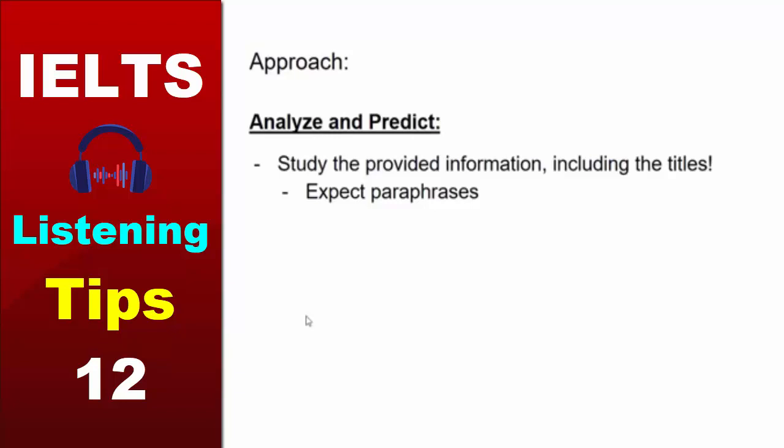Look for whatever you can to give you a clue about what to expect and what kind of information to listen for. Now for these questions, expect that some of the labels, some of the information provided for you on the table or the chart or whatever you're looking at is going to be paraphrased, okay? But they will also often give you some direct language to give you clues about when to move from one question to the next, okay?